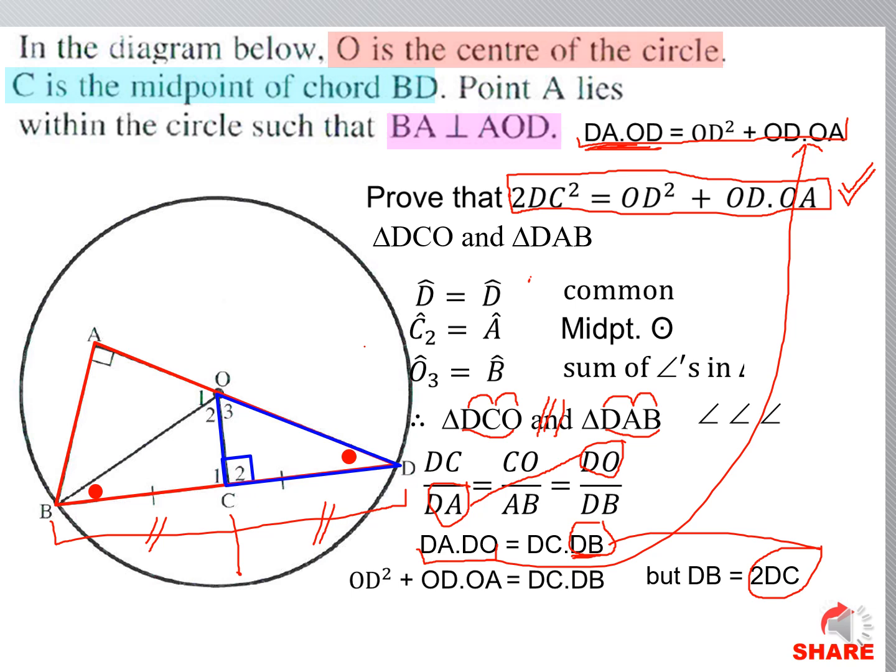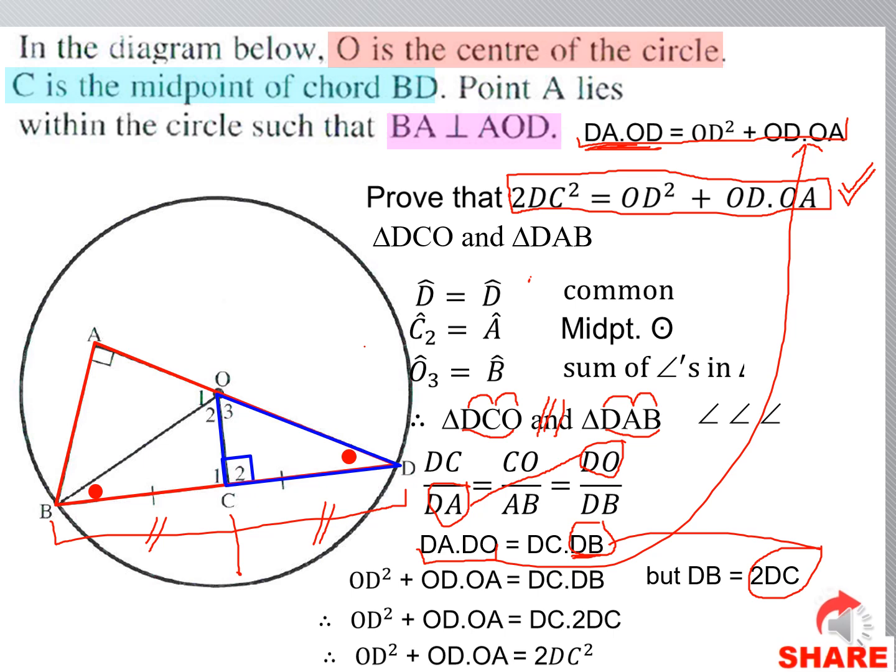Then if we do that, our expression now becomes OD squared plus OD times OA is equal to DC multiplied by 2DC. Then DC times DC gives us DC squared. Now we have got our proof done and our answer is now complete.